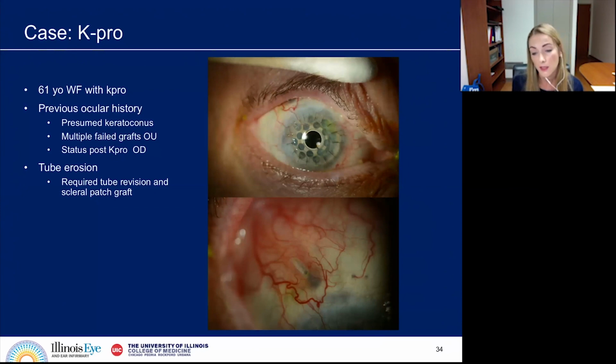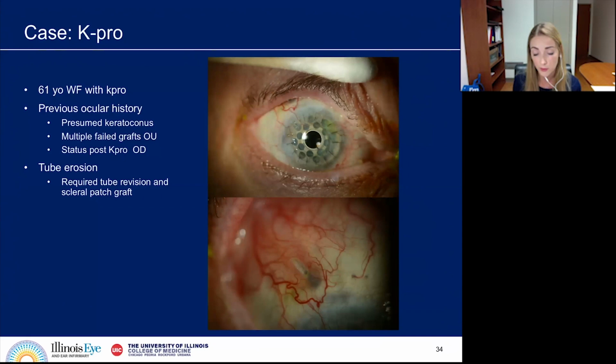So in these patients, one thing I didn't mention earlier is that the hydrogel lenses do stain with fluorescein. So in these patients, I would remove the hydrogel lens and then stain the surface with fluorescein to check for any epithelial defects and look at, especially, the tube in these patients.